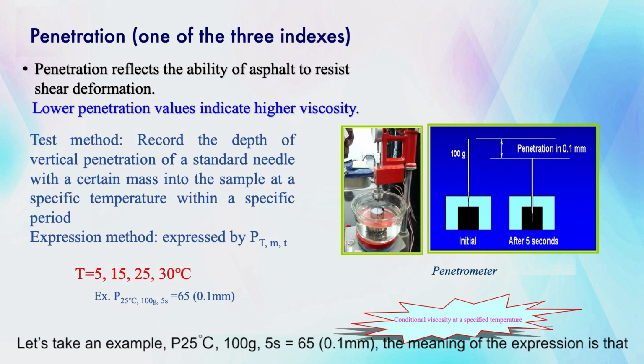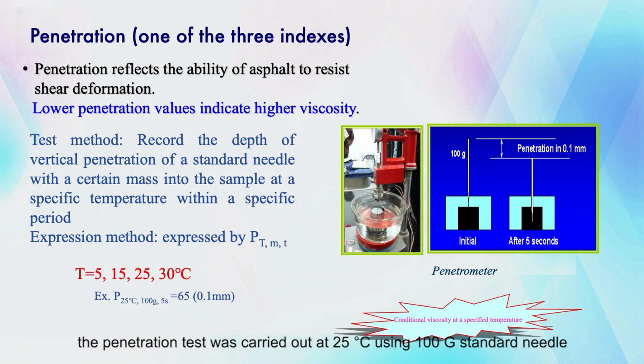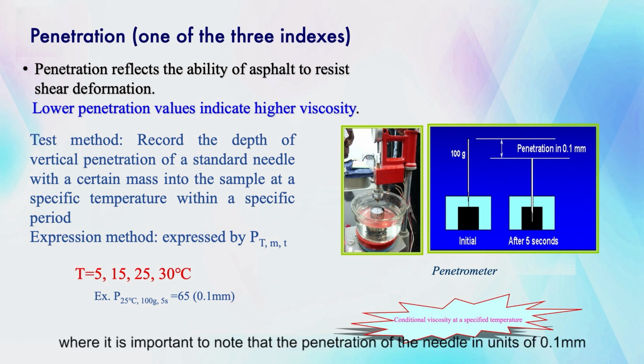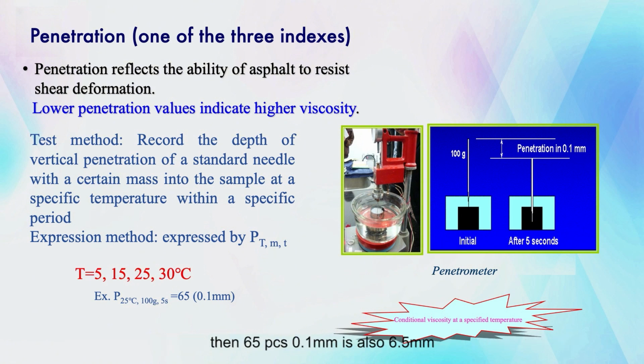The meaning of the expression is that the penetration test was carried out at 25 degrees using a 100 gram standard needle, and the penetration depth of the standard needle into asphalt was 65 times 0.1 millimeters. It is important to note that penetration is in units of 0.1 millimeters, so 65 times 0.1 millimeters is also 6.5 millimeters.